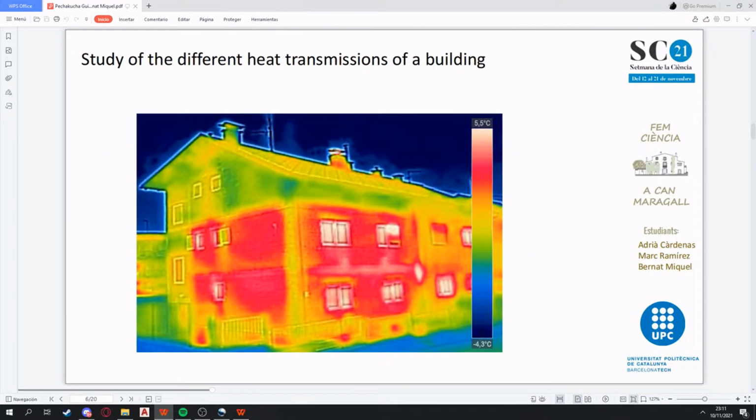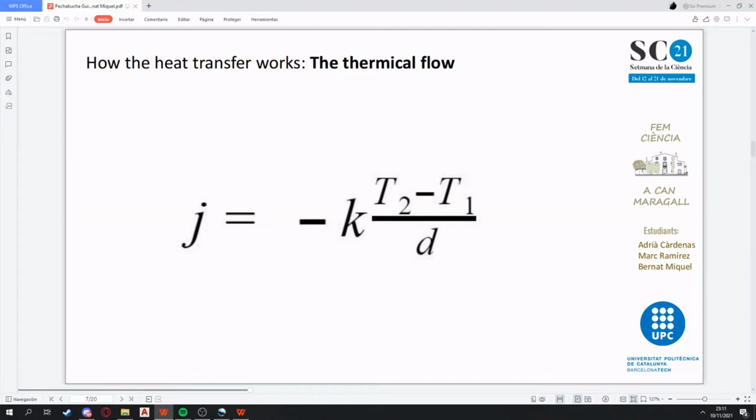When we want to study the heat transfer of a building, we first have to calculate the thermal flow, or heat flow, that arrives through the walls, through the floor or through the roof. To calculate this flow that appears when there's a temperature difference between two zones of the same material, we follow this formula, where T2 and T1 are the different temperatures of the material, D is the width of the material, and K is the thermal conductivity, a property all materials have.